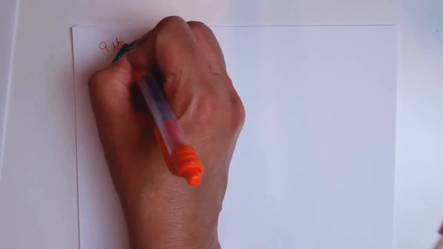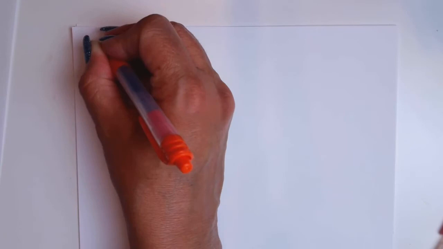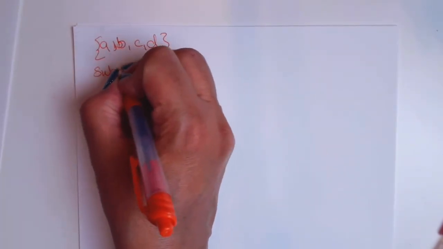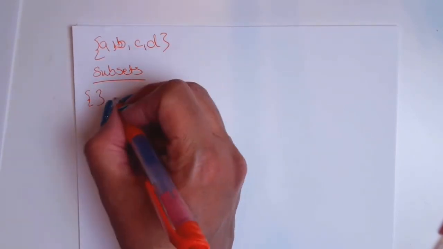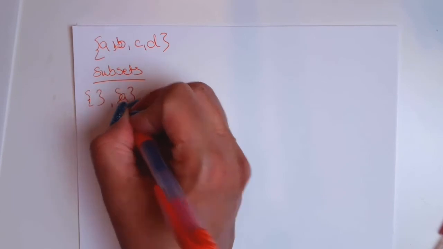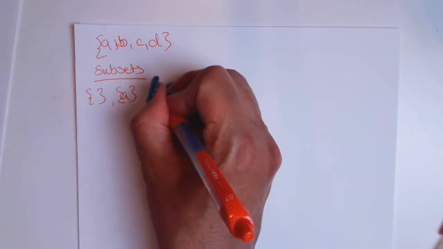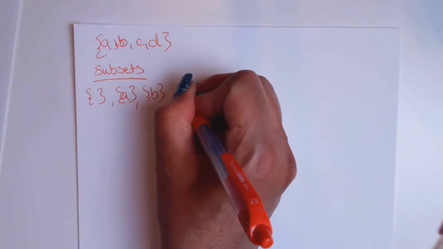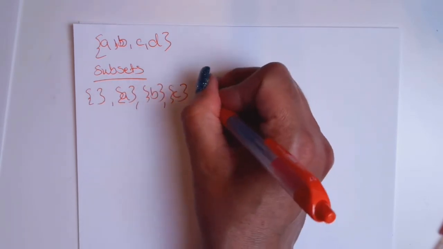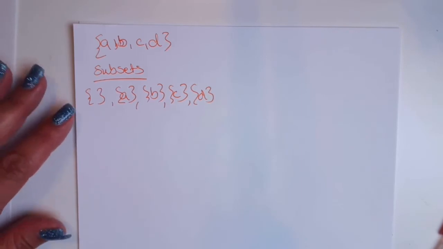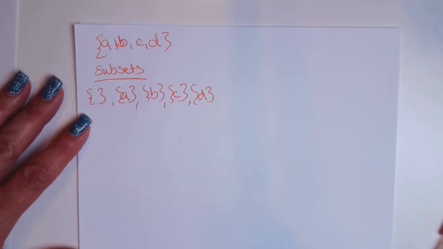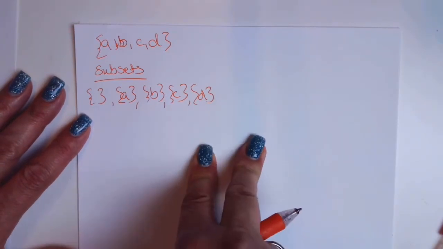So our set is A, B, C, and D. So our subsets, first we have our empty set like we talked about. Then we have our set with the element A, element B, element C, and element D. Next, we're going to start writing down all the subsets that have two elements in them.